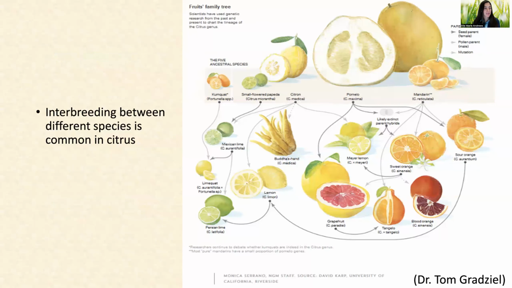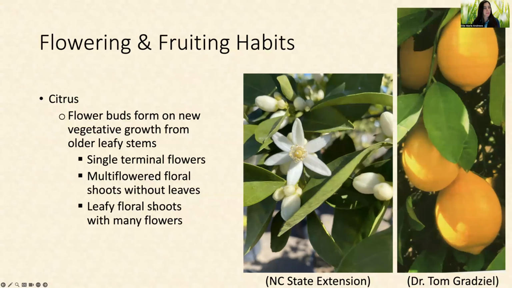Also interesting about citrus, there's quite a bit of interbreeding that can happen between different species in citrus, which is fairly common. And as you can see, this can lead to things that we know and love, like the Meyer lemon, grapefruit, sweet orange. So for citrus, their flower buds form on new vegetative growth from older leafy stems. So this looks like single terminal flowers, multi-flowered floral shoots without leaves, and in some cases, leafy floral shoots with many flowers. So it can look like a lot of different things here structurally.